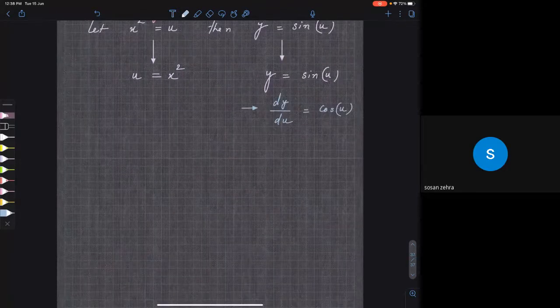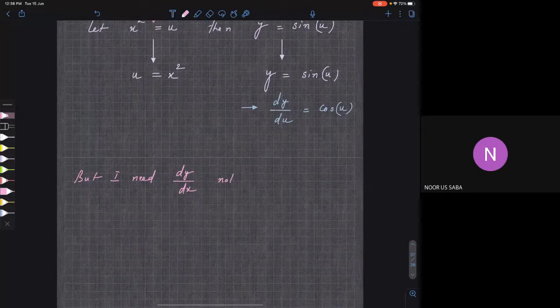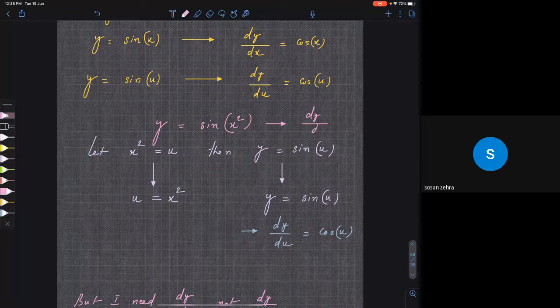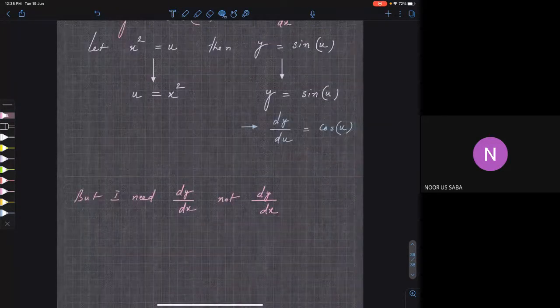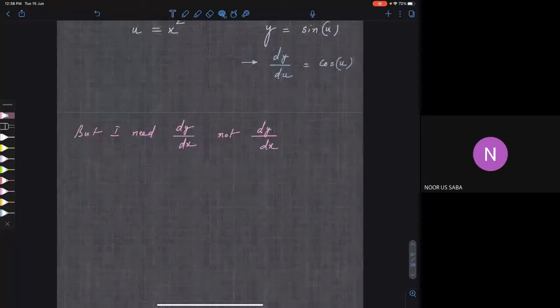But pay attention. I need dy by dx and not dy by du. That was the question, right? So here, what was the question? dy by dx equals how much? The problem is I'm getting dy by du here, but I'm not interested in dy by du. I'm interested in dy by dx. Clear?